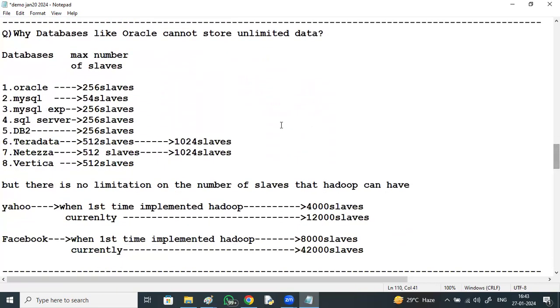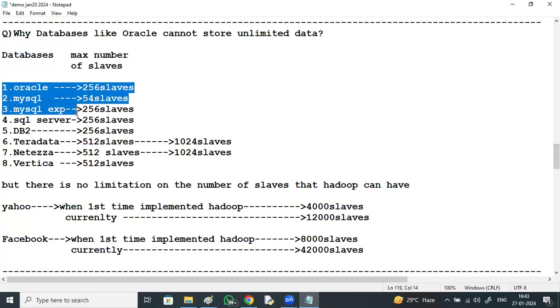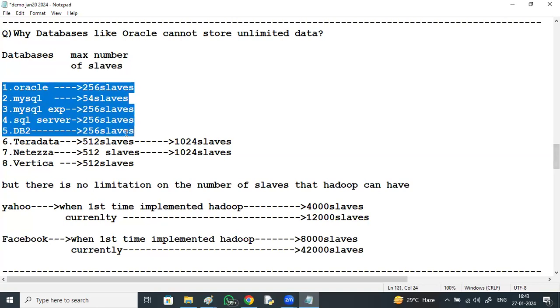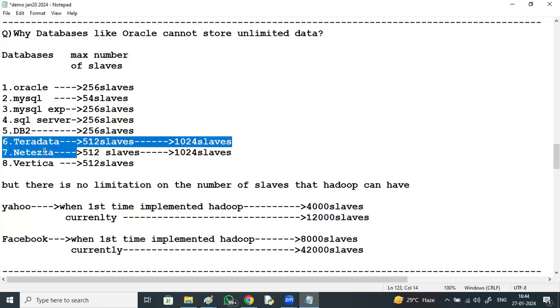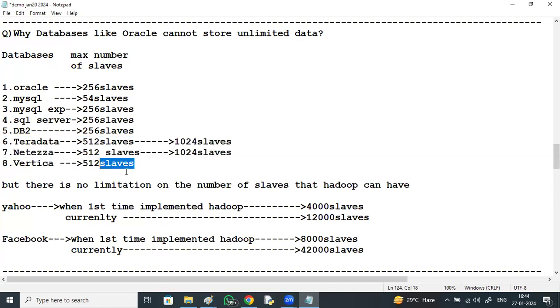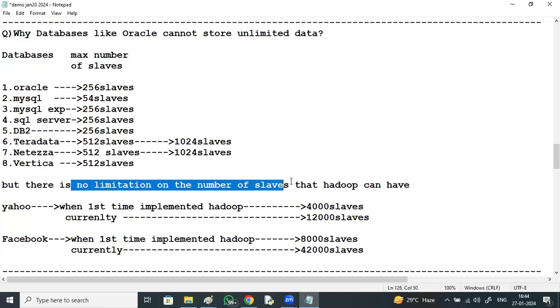Why can't databases like Oracle store unlimited data? Databases have a limit on the number of slaves. Oracle, MySQL Express, and SQL Server can support up to 256 slave nodes. Teradata and Netezza currently go with 1024 slave nodes, and Vertica goes with 512. But there is no limit on the number of slaves that Hadoop can have. We can keep on adding, right?